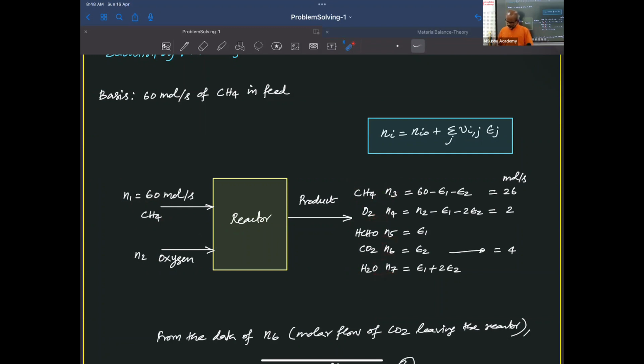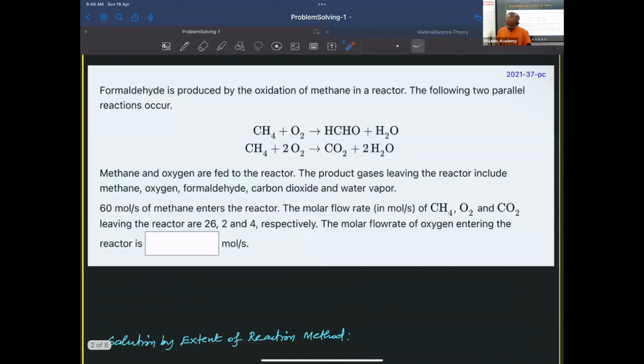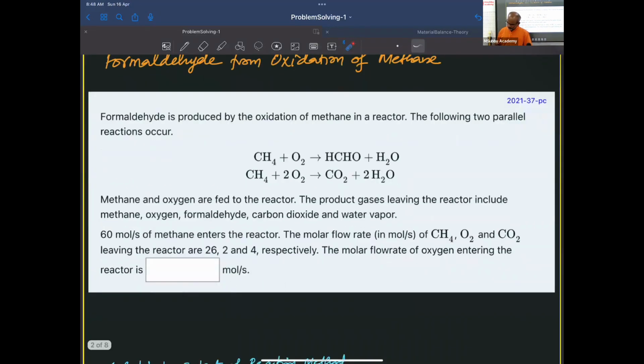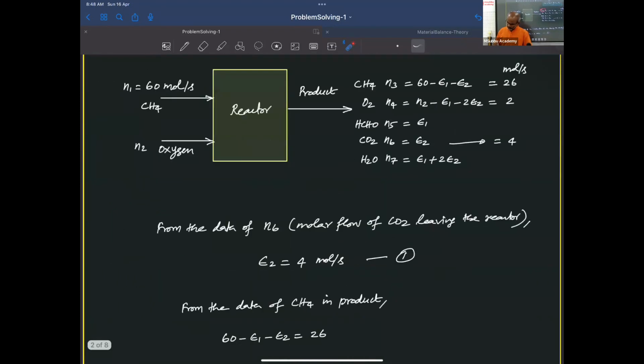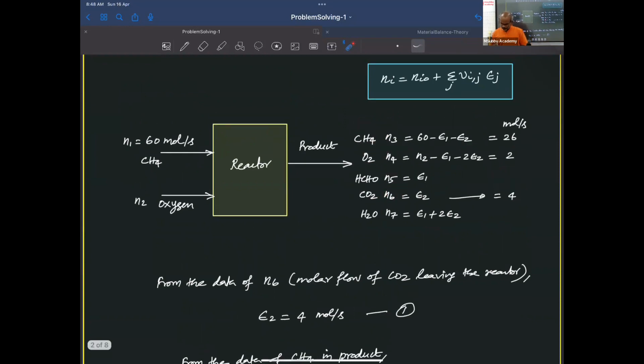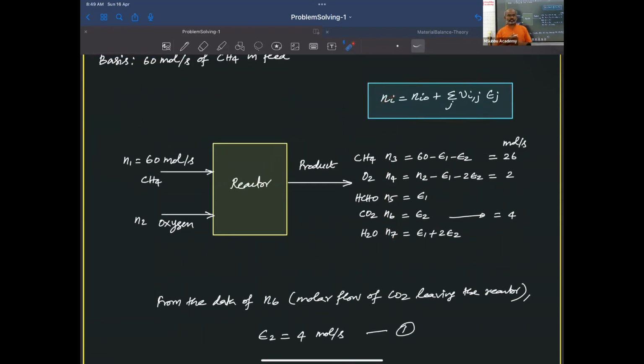For certain components, the molar flows are already available, because the data says the molar flows of methane, O2, and CO2 leaving are 26, 2, and 4. Let us take the moles of CH4 as N3, then N4, N5, N6, N7. N3 we can write using a formula for the moles of a constituent, given the initial moles, the stoichiometric coefficient, and the extent of reaction.